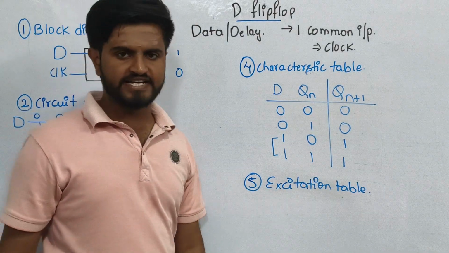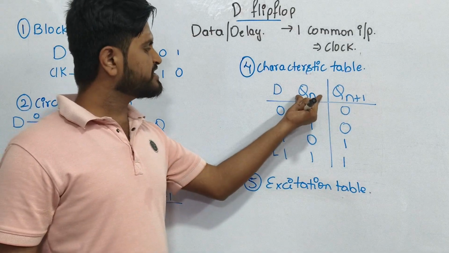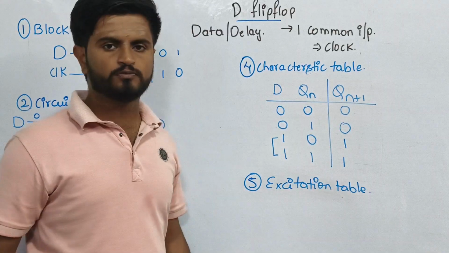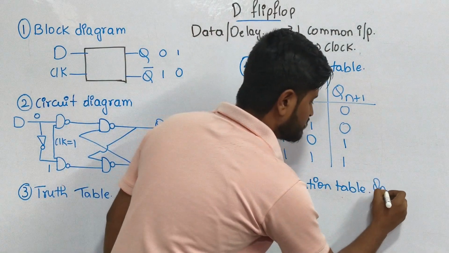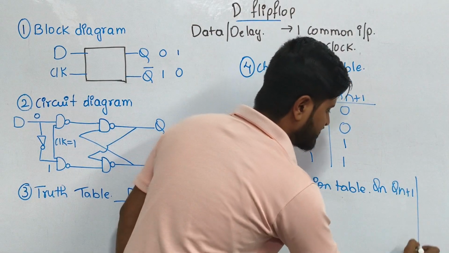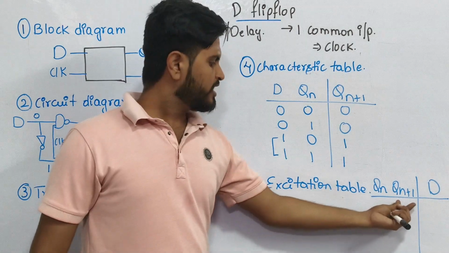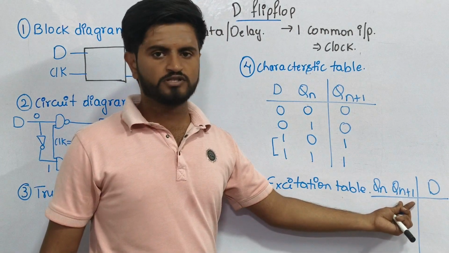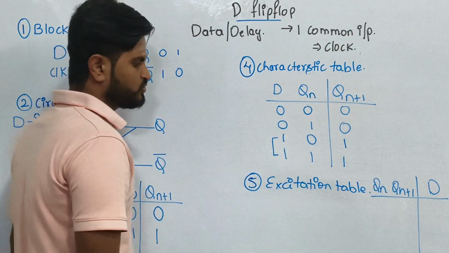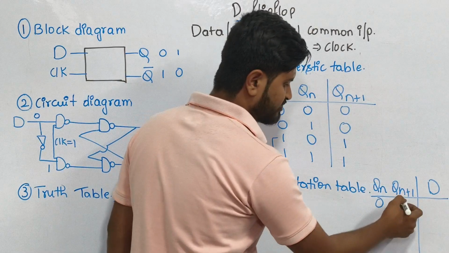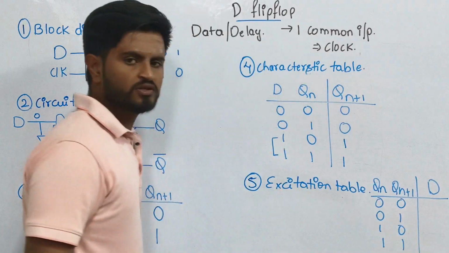Now let's write the excitation table. In this excitation table, what happens is, the previous state output and present state output both will be on the input side. That is Qn and Qn plus 1 will be acting as the inputs and D will be my output. Previous state output and present state output will be used as the inputs and D will act as the output. Since I am having two inputs, my possible combinations are 0 0, 0 1, 1 0 and 1 1.